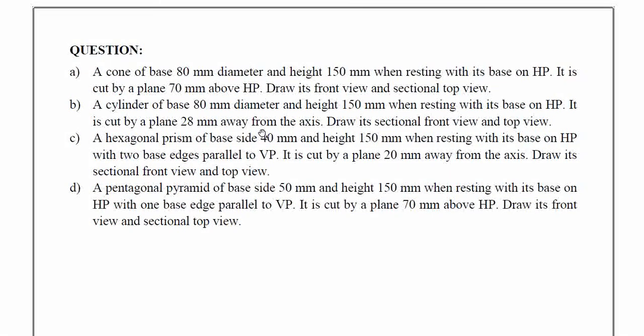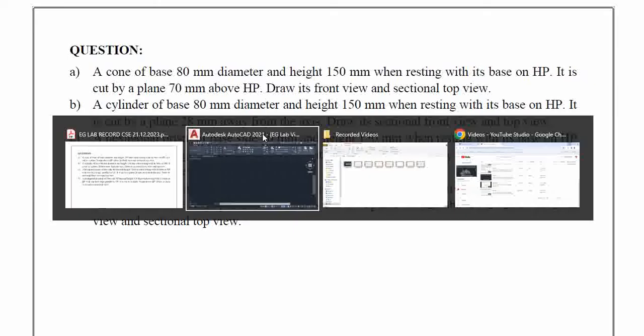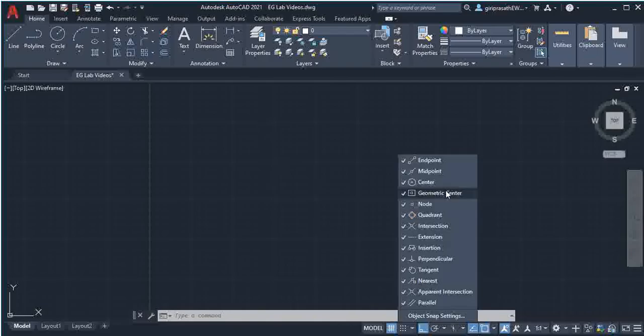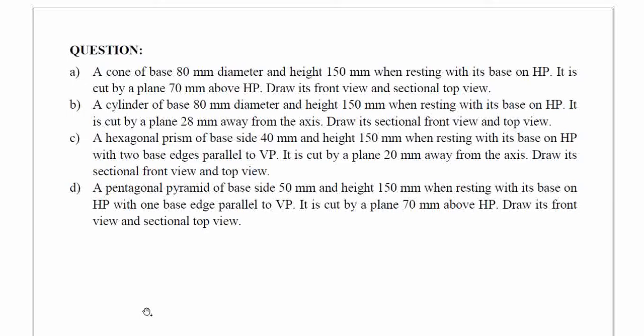Next we are going to draw exercise number 7. So give units, limits, UCS icon, dim style. Switch on ortho and select all the options in the object snap. So the question is, a cone of base 80 mm diameter and height 150 mm resting with its base. So this is similar to exercise number 4.